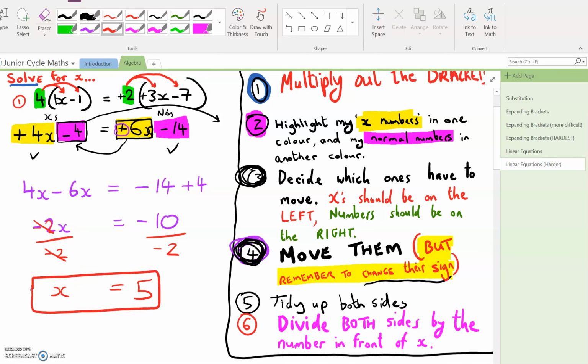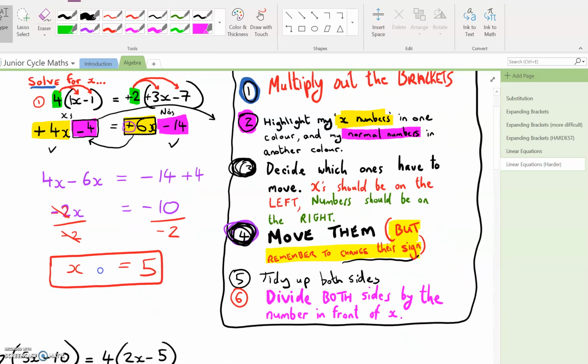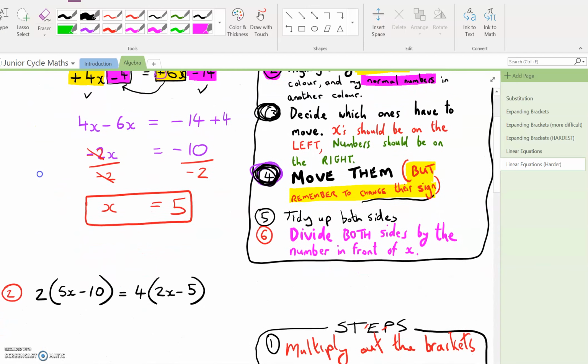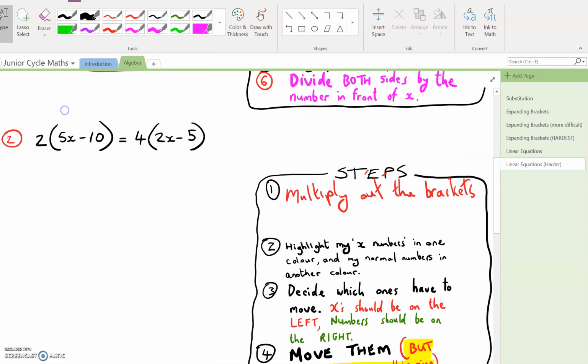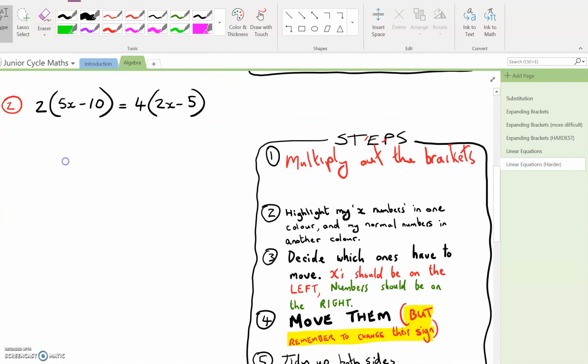That's that one done. There's a good few steps. There's 6 steps in total, so we have to be careful to take our time doing these. I'm going to try one more with you, and then you can try a couple yourselves. Okay, first step, multiply out the brackets. So this number has to multiply here and here, and this number has to multiply here and here.